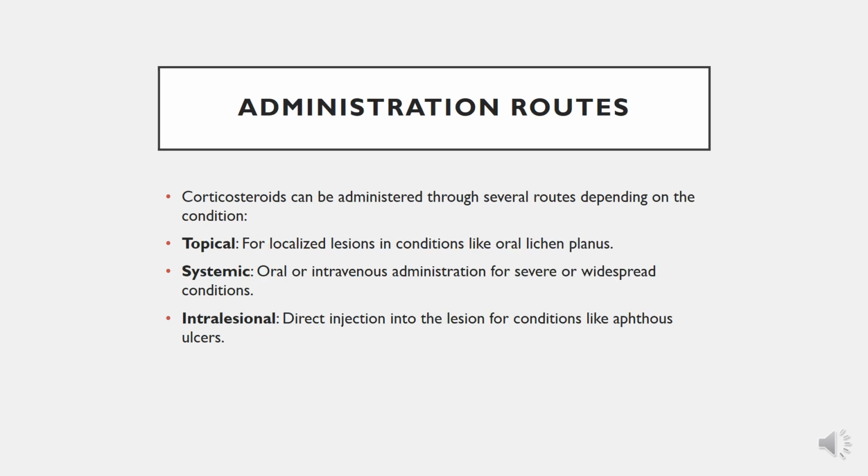Administration routes. Corticosteroids can be administered through several routes depending on the condition. Topical administration for localized lesions in conditions like oral lichen planus. Systemic administration like oral or IV administration for severe or widespread conditions. And intralesional administration like direct injection into the lesion for conditions like aphthous ulcers.